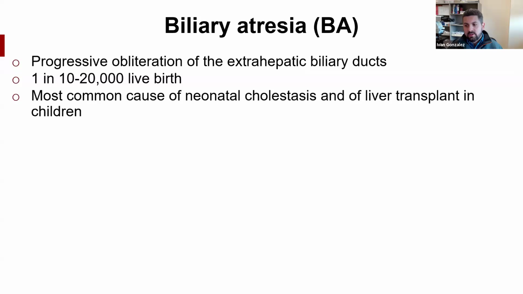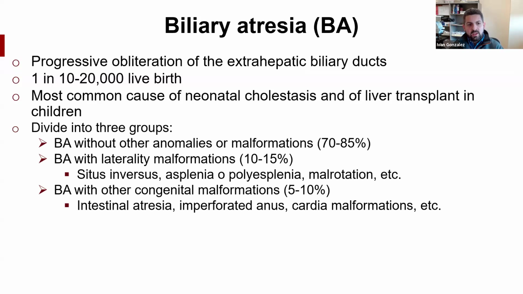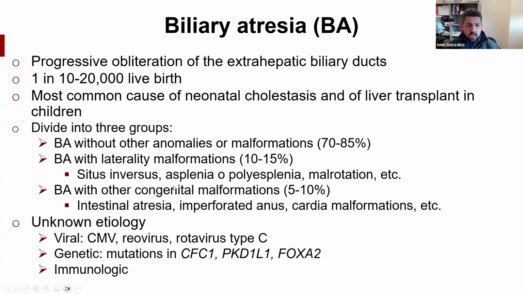So we'll talk a little about biliary atresia, given the importance of this diagnosis. It's a progressive obliteration of the extrahepatic biliary ducts, roughly 1 in 10 to 20,000 live births, and is the most common cause of neonatal cholestasis and of liver transplant in children. You can divide it into three groups: those without any anomalies, those with laterality malformations, 10 to 50%, and those with other congenital malformations.